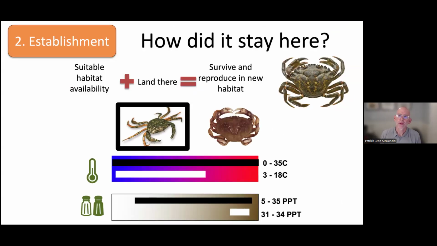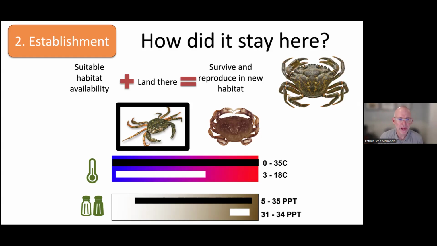So it's one thing to spread. The second piece is establishment. One of the things that really helps green crabs establish in places is the availability of suitable habitat. It's not just that they get there, but that they have suitable habitat when they get there. And one of the things that helps green crab out is that they have a very broad range of environmental tolerances. So we have a couple of very crude graphics down here that I think highlight some of these things.